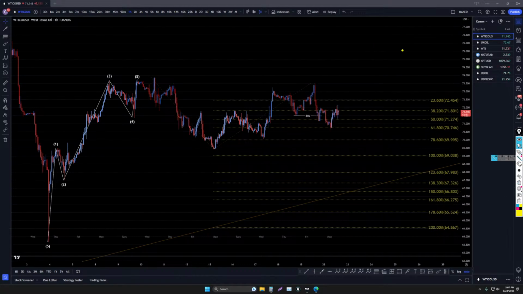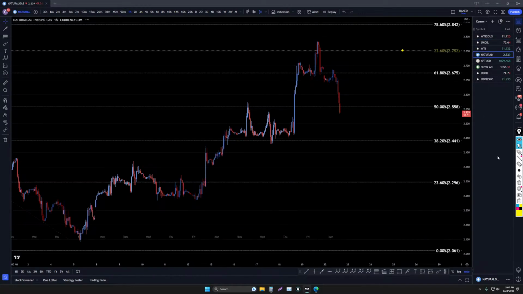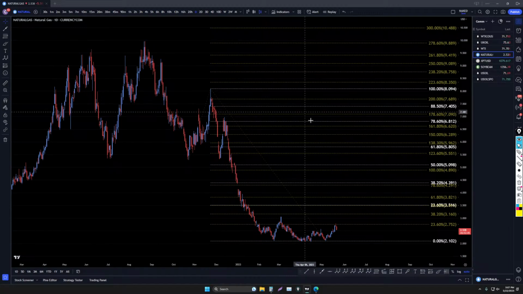Yeah, let's take a look at natural gas too, see what's up with that thing. Oh wow, look at that dump. That's a big old dump that it's doing today. Look at that on the daily, man. Natural gas does not want to go up, that's for sure.